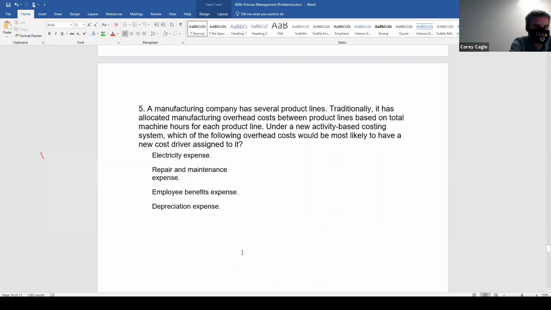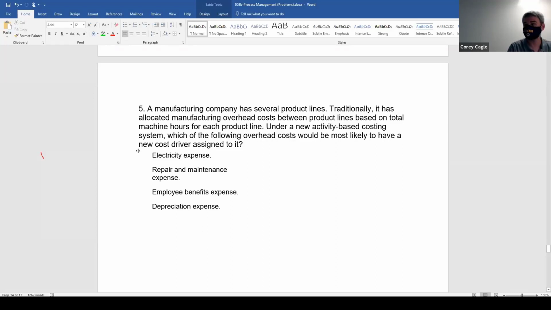Number 5, a manufacturing company has several product lines. Traditionally, it has allocated overhead between those product lines based on total machine hours, one rate. Under a new activity-based costing system, which of the following overhead costs would be most likely to have a new cost driver assigned to it? In other words, which of these is probably not driven by machine hours? And to get more accurate product costing, we would want to find a different driver.